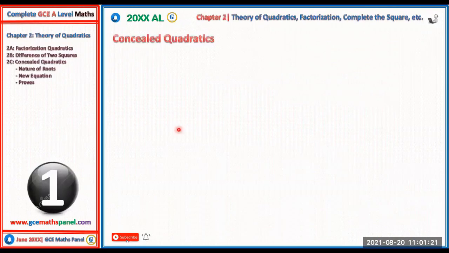So today we are looking at concealed quadratics. And when they say something is concealed, it means that thing is hidden. So in this particular case, we are looking at quadratics that are somehow hidden in the form of logarithms, in the form of exponents, or in the form of surds. Let's start with an example.